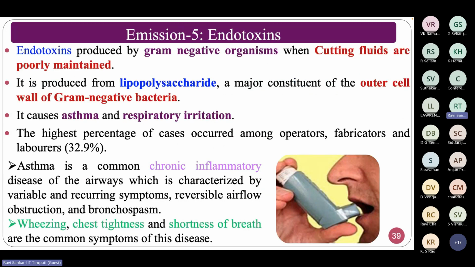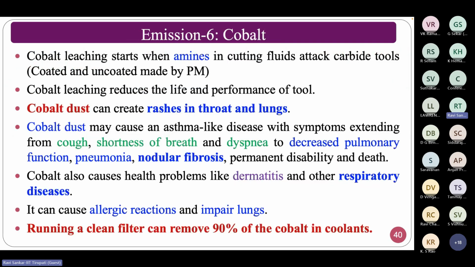Endotoxins are produced by gram-negative bacteria when the cutting fluids are poorly maintained. That means you are using the cutting fluid again and again, which is a normal trend in most Indian industries, until the cutting fluid turns from white color to brown color. In that condition, you are not maintaining it properly. Because of that, the outer cell wall of gram-negative bacteria comes out and causes chronic inflammation, which is prominently visible among most operators as shortness of breath, wheezing, chest tightness, and so on. I mean to say, it is like asthma. Cobalt is very peculiar, in certain cases only.